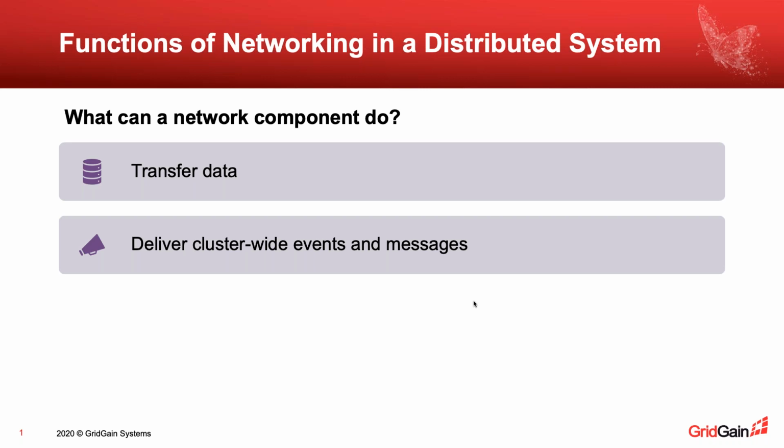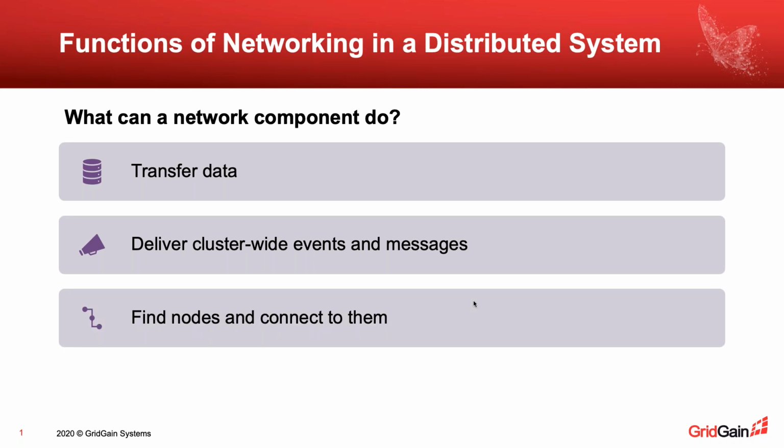Next, other than transferring stuff, what does network do for us? So imagine you don't have your distributed cluster yet, so you need to create it. And to do that, you need to connect a bunch of machines to create a single distributed system. So finding and connecting to other nodes is also something that a network component needs to be ready to do.